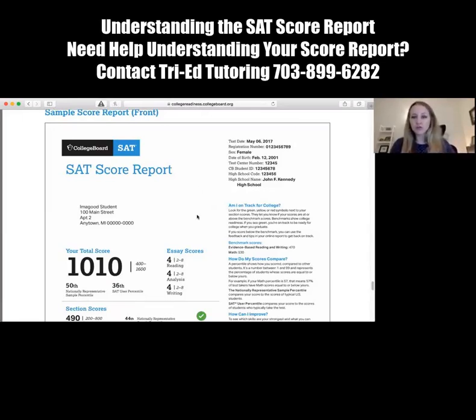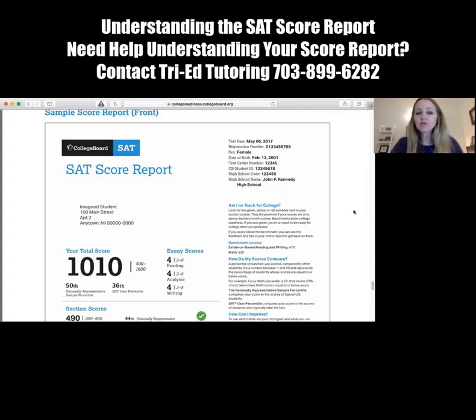We could walk through a sample score report so you can see all the information that you get from your SAT score report. So what I have up for you today is a sample score report that you can find on College Board. And this is what your score report will look like when you get it back from the SAT.